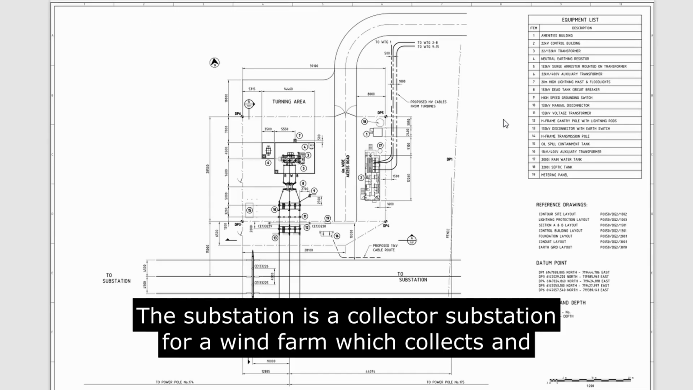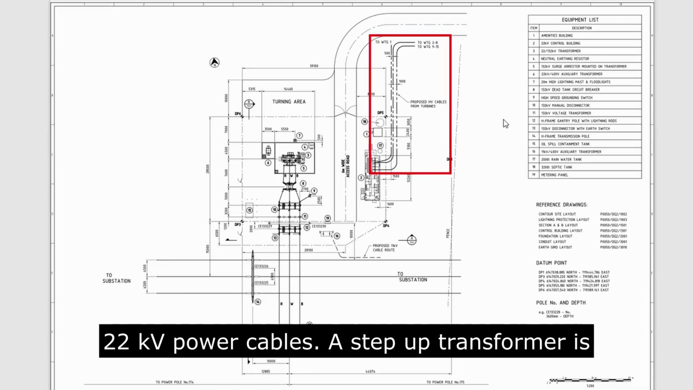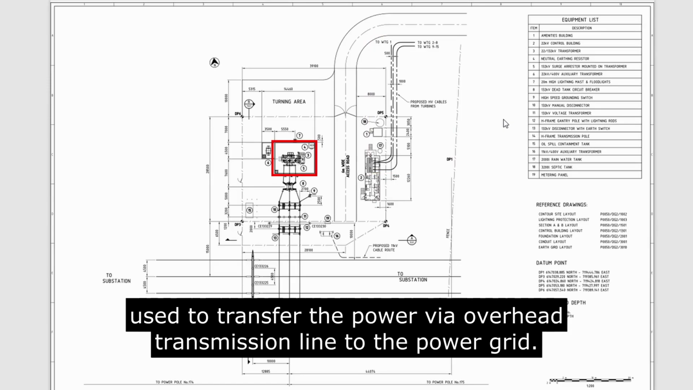The substation is a collector substation for a wind farm, which collects and consolidates the power from individual wind turbines fed via buried 22 kV power cables. A step-up transformer is used to transfer the power via overhead transmission line to the power grid.